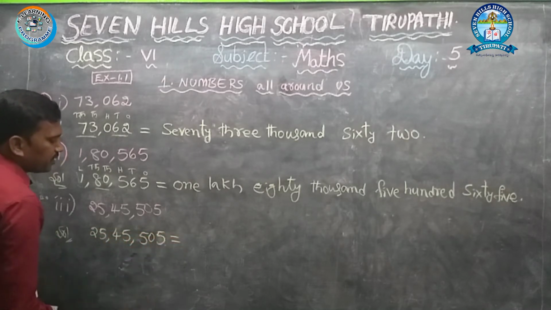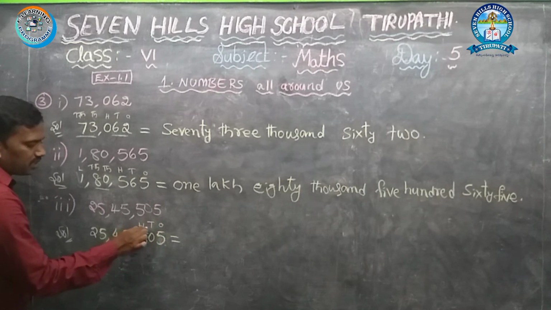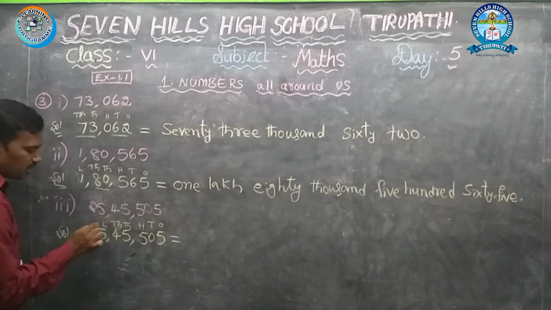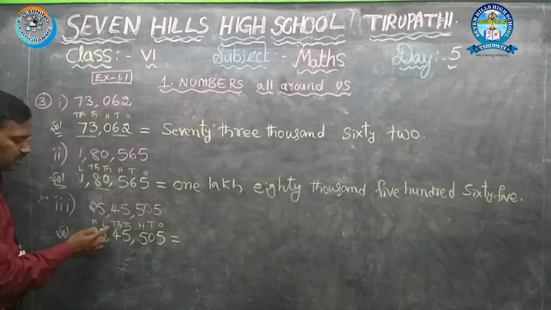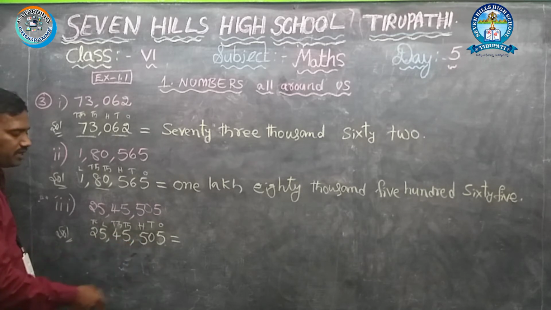2545505. Here 5 is in ones place, then tens, hundreds, thousands, 10,000s, lakh, 10 lakh. So this is the lakhs period, this is the thousands period, and this is the ones period.